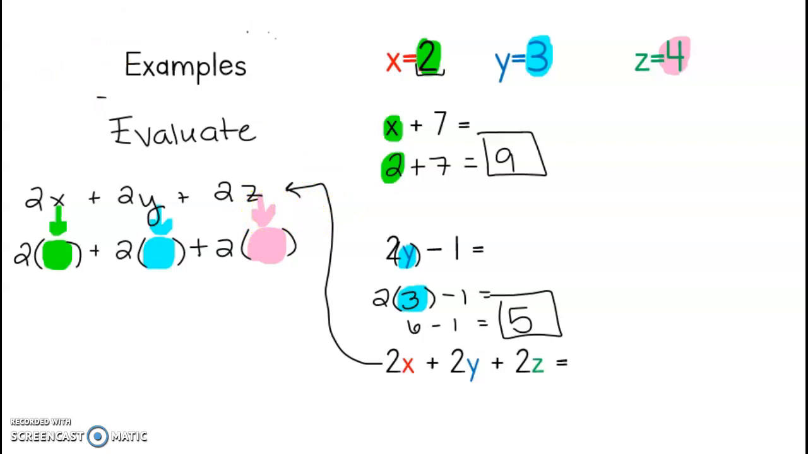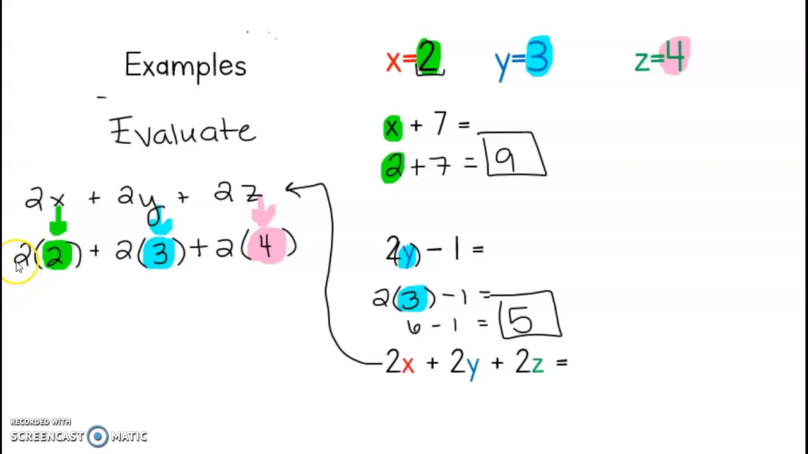All I'm doing is plucking out the variable and putting in the number it tells me to put in. So instead of 2 times x, I know that x equals 2. So this becomes 2 times 2. Y is 3 and z is 4. So don't start solving until you have everything substituted first. Okay? Focus on substituting numbers for variables, then worry about your order of operations.